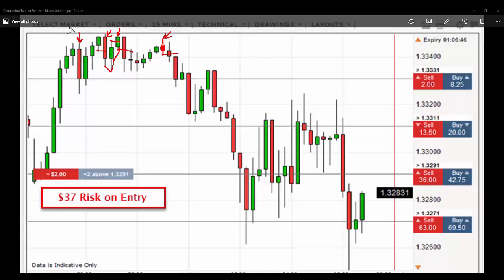But this also shows you, this entire area shows you, and it takes you a while to be able to recognize this. It's more or less a congestion area. It's where they have made a high after this big run up. They make a high, and it's slowing down, okay? And what the market does during this period is normally they will come back and retest that high.